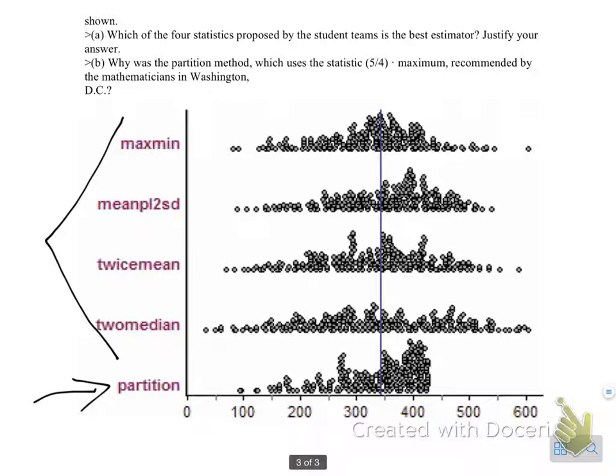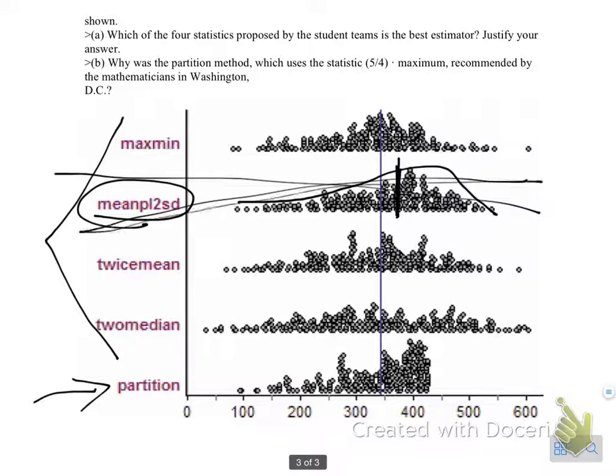If you look at the shape of each distribution, you can see this one is skewed to the left. This is actually a biased estimator, mean plus 2 standard deviation, because its center is probably going to be about here-ish, which is too high. So you're going to tend to overestimate the mean if you use this statistic. So this one's kind of out. We don't really like that one very much.